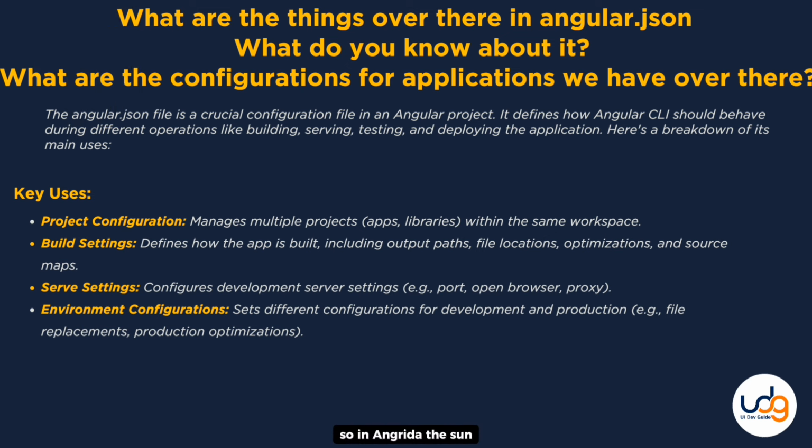So in Angular.json, tell me first, what are the things over there? What do you know about it? What are the configurations for the application we have over there? Angular.json mostly contains the configuration for the Angular application itself. The details to compile or to build will be there in the Angular.json file. Not the TypeScript, that is tsconfig. Mostly Angular specific configurations will be added in the Angular.json file.